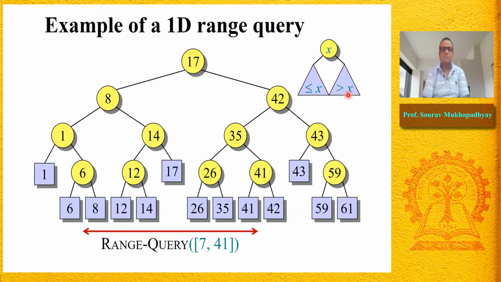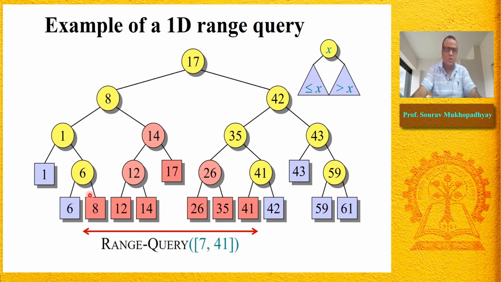Then after that, how to do the search? How to do the range query? Suppose we are given this query interval 7, 41. We want to do the range query on this. So what to do? We just check where 7 lies, say here, and 41 is here.